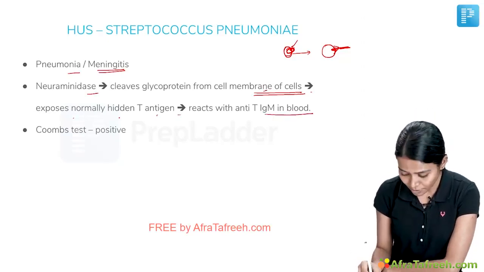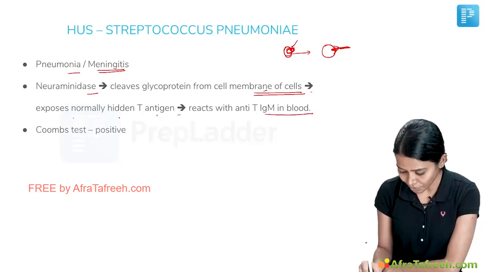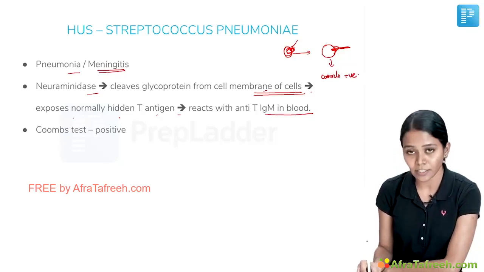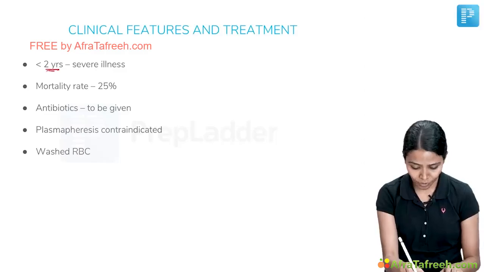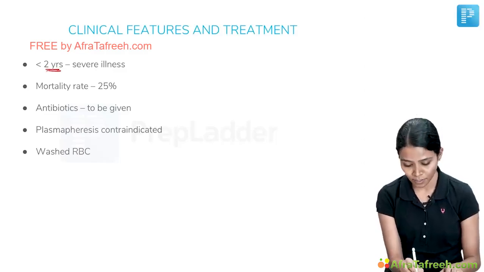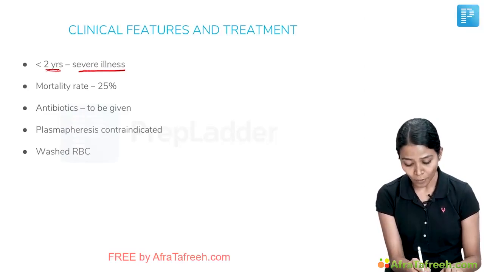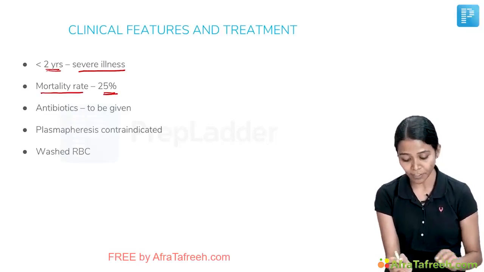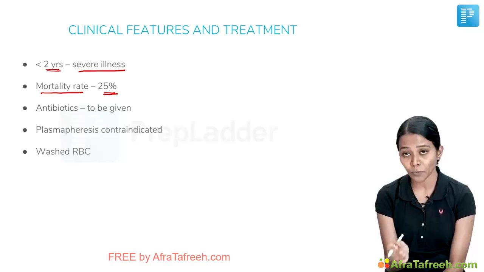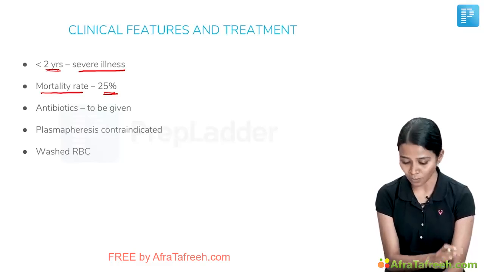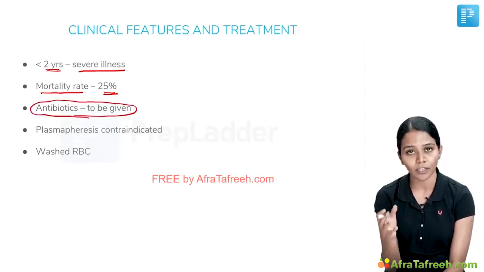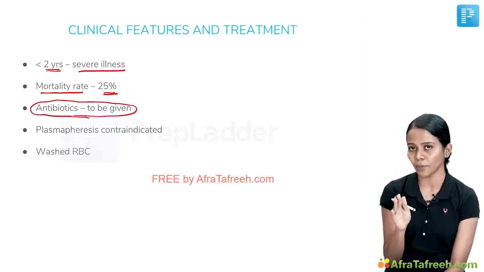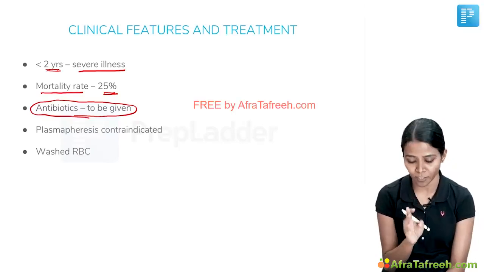Because this is an antigen antibody mediated reaction and hemolysis, Coombs test is going to be positive in these patients. Now, clinical features and treatment. In less than 2 years, there is going to be severe illness. Mortality rate is around 25%. So, it is more severe than what is seen by Shiga toxin E. coli. Antibiotics are to be given, because here the only way you can curtail the thing is by killing the Streptococcus pneumoniae. So, antibiotics have to be given.